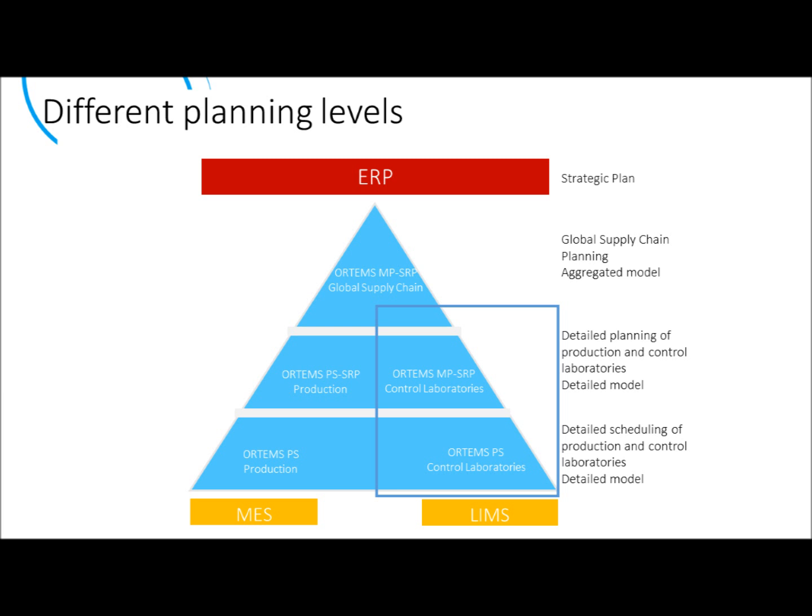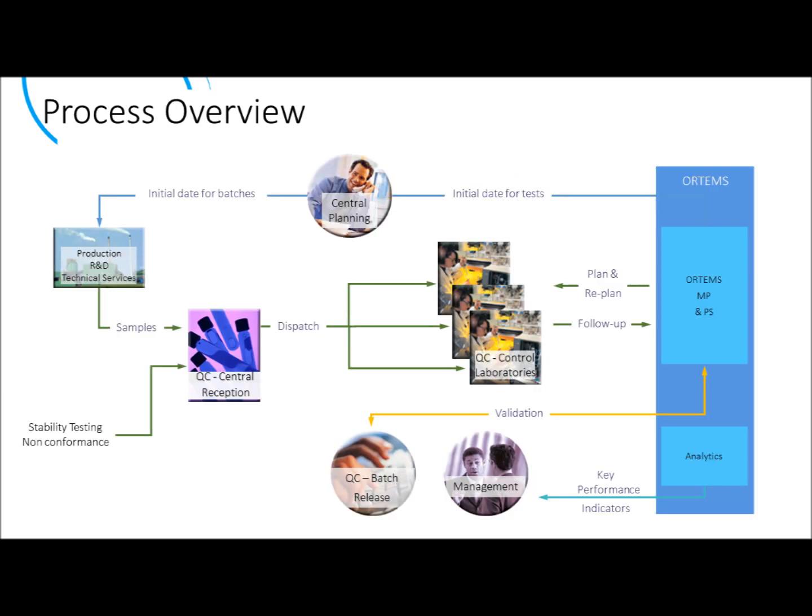So basically Ortems is dealing with your ERP as well as your LIMS, or your MES if you are on the production side. Let's have a quick look at the process overview of your QCs dealing with Ortems. Everything goes from your central planning, where initial dates for batches are sent to production and to Ortems. From this production side, samples are sent to your central receptions and then dispatched either to your control laboratories or for some stability testing and non-conformance testing.